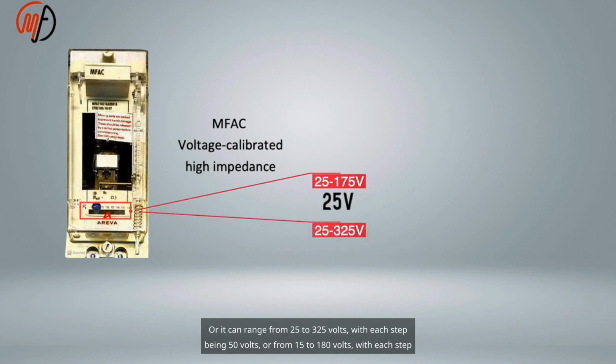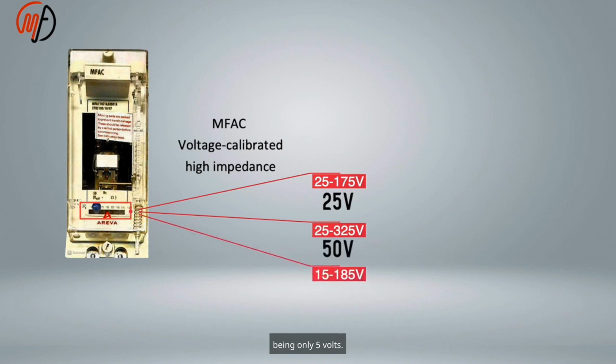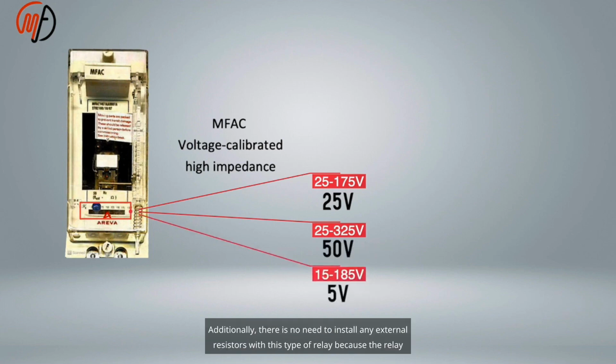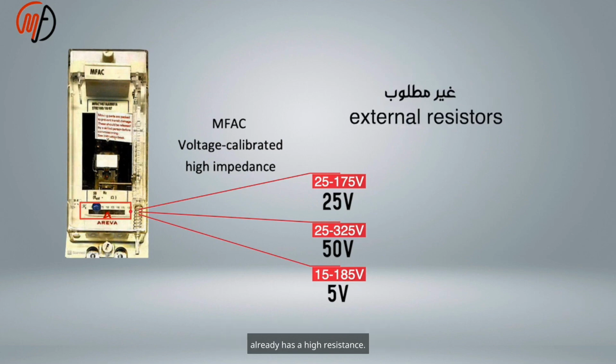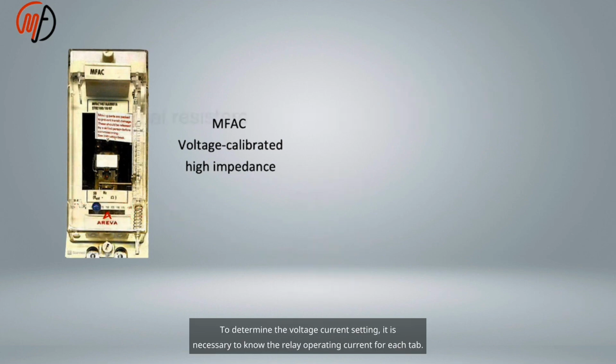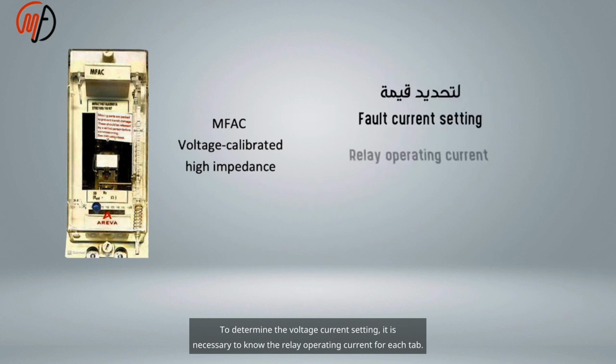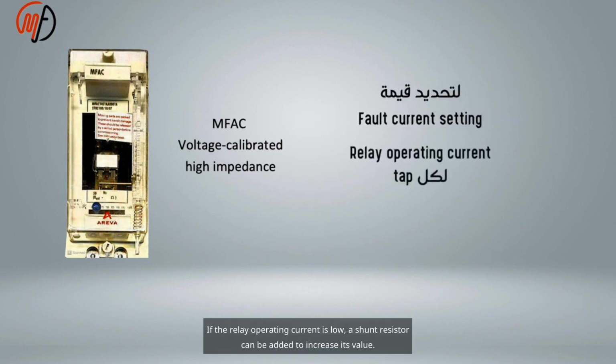Or it can range from 25 to 325 volts, with each step being 50 volts, or from 15 to 180 volts, with each step being only 5 volts. Additionally, there is no need to install any external resistors with this type of relay because the relay already has a high resistance. To determine the voltage current setting, it is necessary to know the relay operating current for each tab. If the relay operating current is low, a shunt resistor can be added to increase its value.